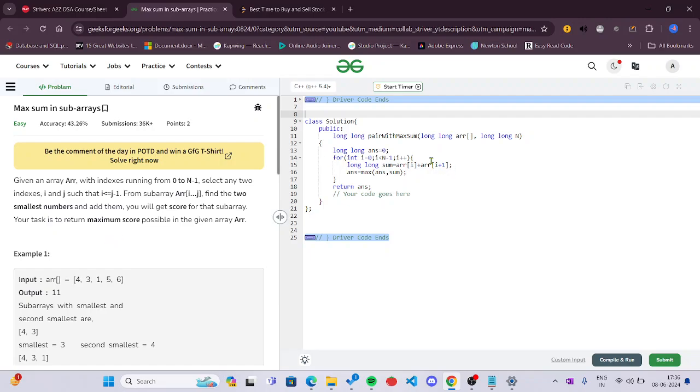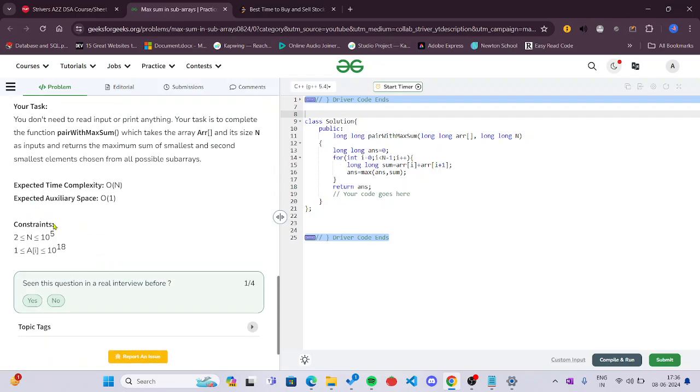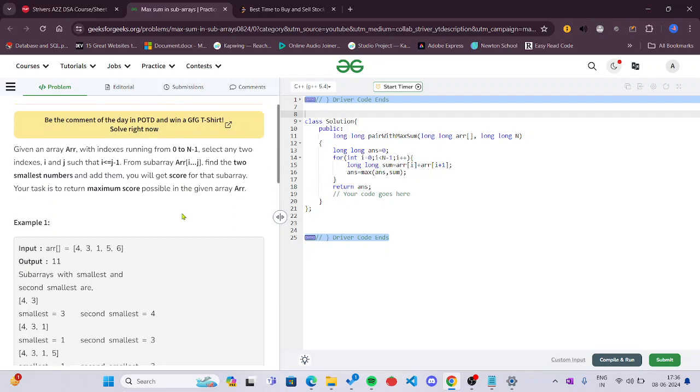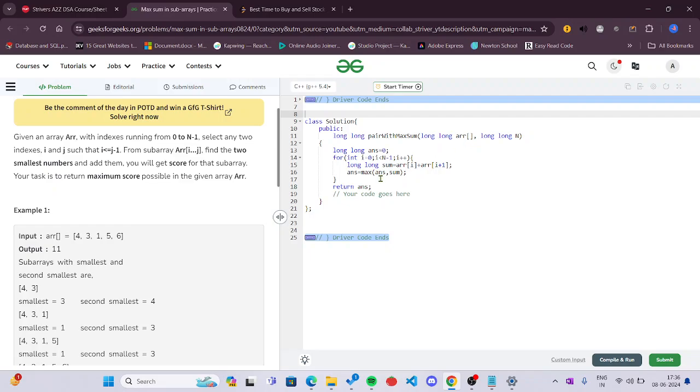So here we have taken a long, and this answer is equal to 0 here, right? We have initialized it as long because you can see the constraint is 10 to the power 18. Of course you have to take a long answer, and I have run a for loop here from 0 to n minus 1, and long sum is equal to the sum of the contiguous two elements, that is array i and next array i plus 1. If it's 0 then this is 1, so 0 plus 1. If it's 1 and this is 2, right, this is the indexing, so therefore I've written array i plus 1, okay?